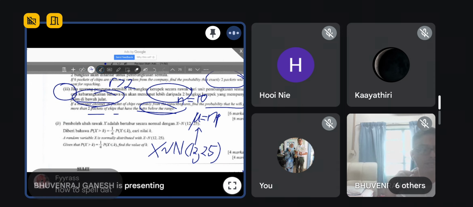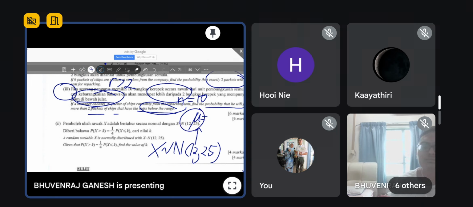How to spell? Spell what? You mean this value? Oh, simbol ni adalah simbol Greek. So kamu kena tahu macam mana nak lukis dia. Spelling saya tak sure sangat lah. But just we call it as mean. Kita panggil simbol mean. But there is a specific name lah. But I forget tadi. Kamu kena tulis macam ni. So yeah. Okay guys.